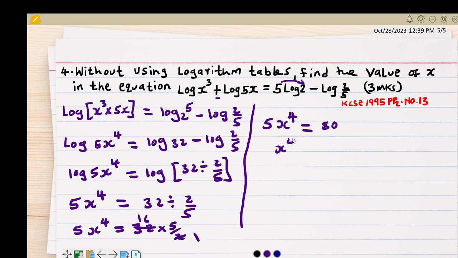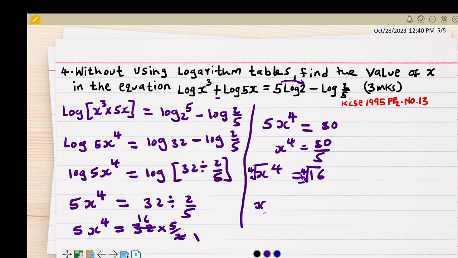Therefore x to the power of 4 is 80 divided by 5. So x to the power of 4 is equivalent to 80 divided by 5, and you're going to get positive 16. Then from this point you have to find the fourth root of 16, which is 4. Remember, you can also use the factor method. The fourth root will always give you a plus or minus as part of the answer, just like the square root, the sixth root, the eighth root, and so on.